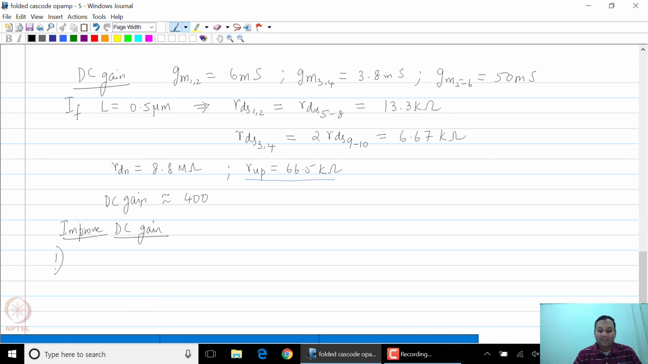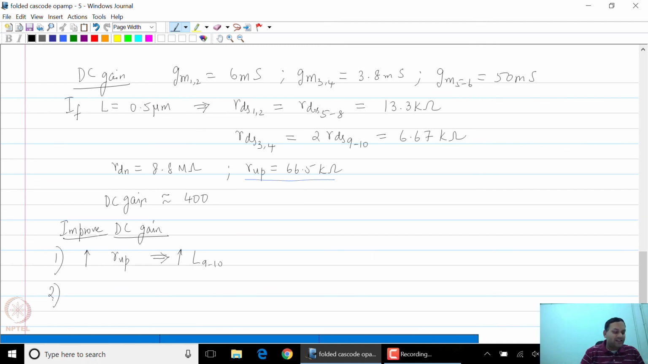The first thing we want to do is increase the upwards looking impedance so that the overall R out would also increase. And this can be done in several ways. You want to consider first, because RDS of 9 and 10 is 3.33 kilo ohms, which is extremely small, you first want to increase R up. So increase L9 and L10 to increase the impedance looking upwards. That is the first thing you would do. Note that that would increase parasitic capacitances at various nodes in the circuit. So the bandwidth of the op-amp needs to be kept in mind while doing this.